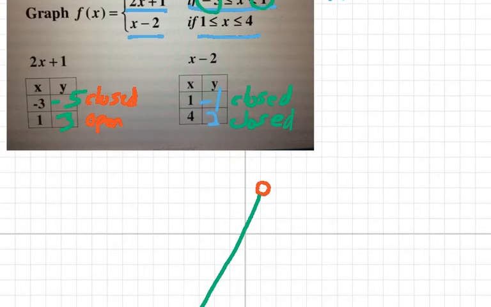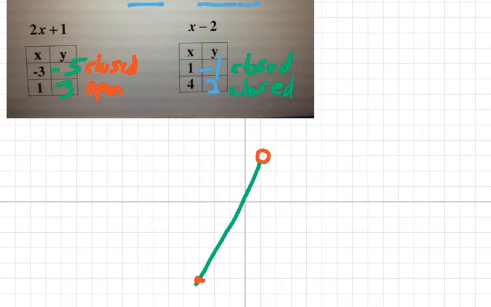And now I just graph those two, and I know it's linear. Actually, these are both linear. So I go 1, negative 1, closed dot, 4, 2, closed dot, and I know it's linear, so I'm just going to connect them in a straight line.